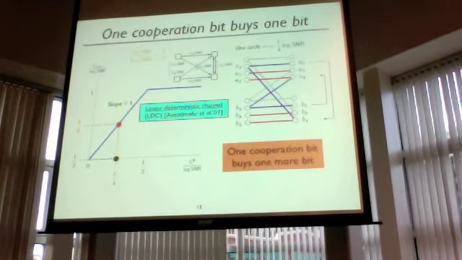So in this particular point, I have 1 corruption bit buys 1 more bit. And the reason is very simple. It's because when I squeeze 1 more bit into the system, it will cause a collision at 1 receiver, but not at the original receiver. So in principle, you will need 1 corruption bit to get rid of this collision.